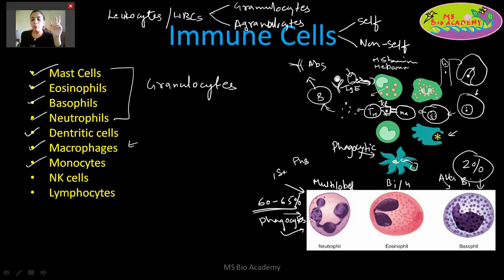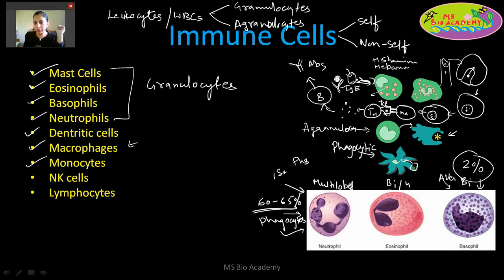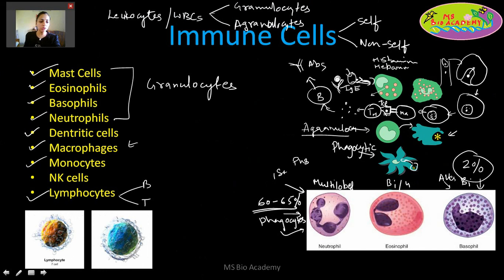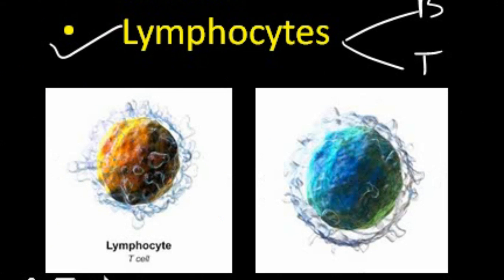Then monocytes. This particular one is the monocyte. Monocytes are generally present in the blood, and when they move to the tissue, they are called macrophages. As you can see here, there are no granules, so they have been categorized as agranulocytes. One agranulocyte is the monocyte, and the other is the lymphocytes. Lymphocytes are of two types, B and T cells. Both are agranulocytes. They also do not contain any granules. As you can see in this picture, these are the T cells and B cells, right?